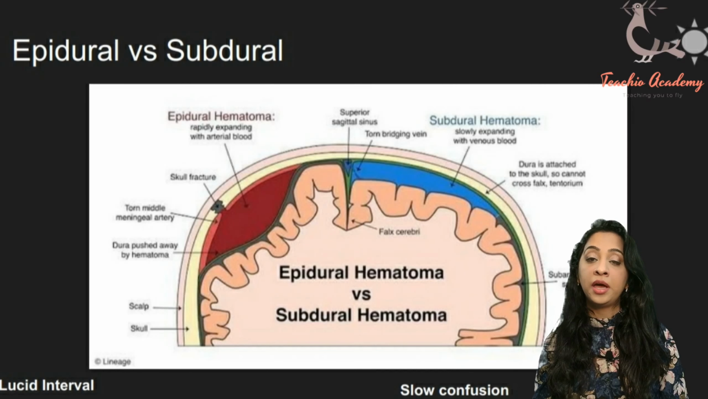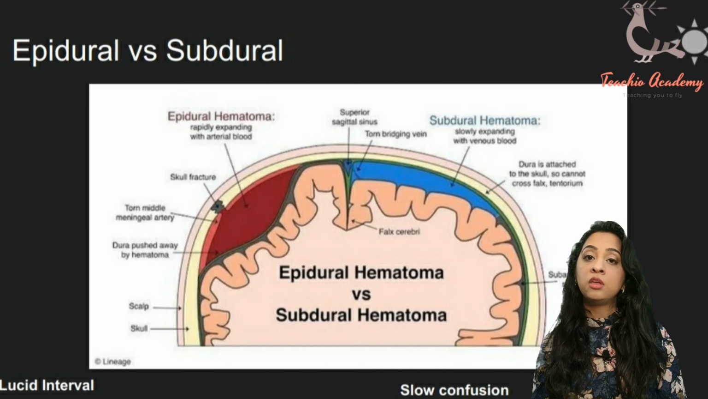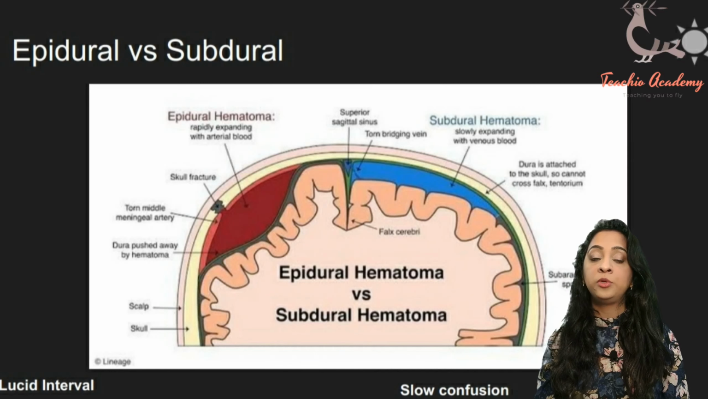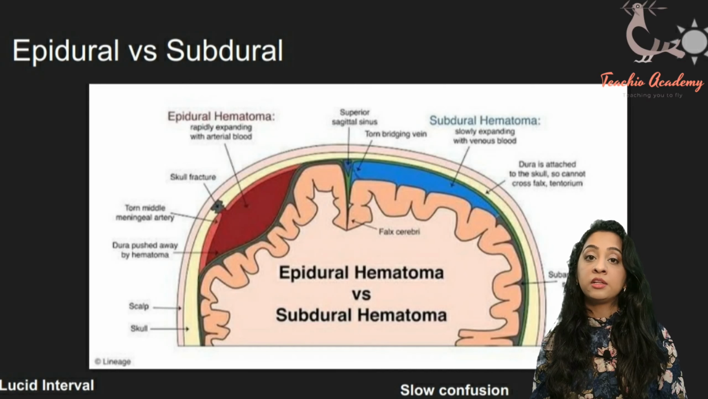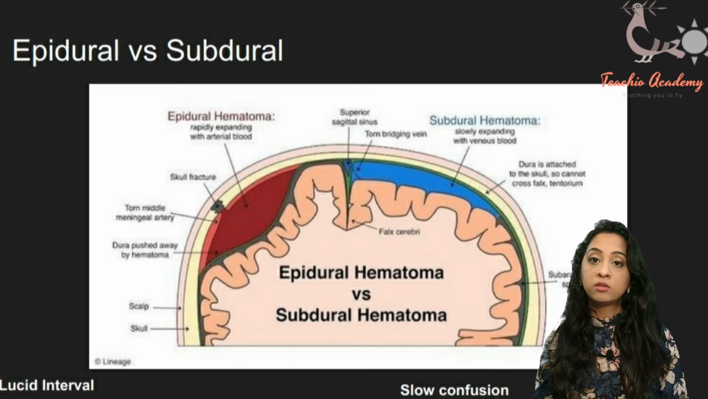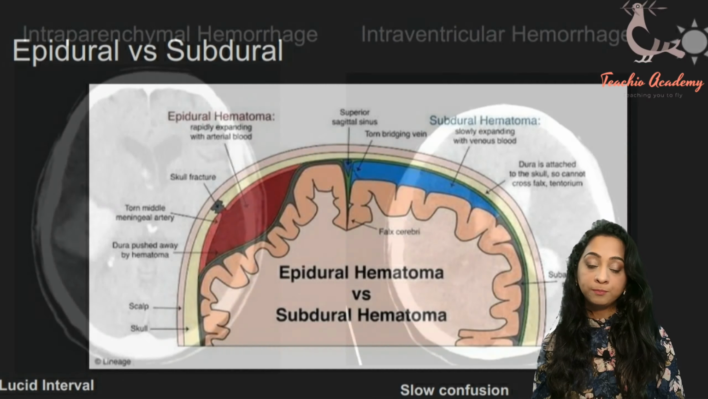These are critical diagnoses to detect, because if you give a patient with a subdural hematoma or an epidural hematoma even normal DVT prophylaxis, that's going to be extremely harmful. So these are diagnoses which need to be recognized even by junior doctors.